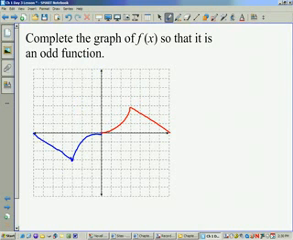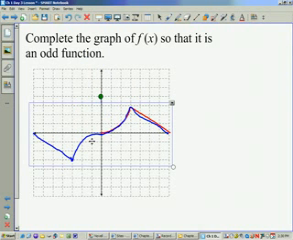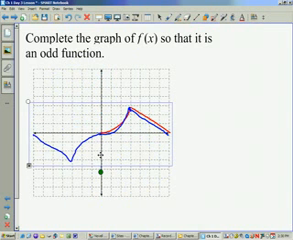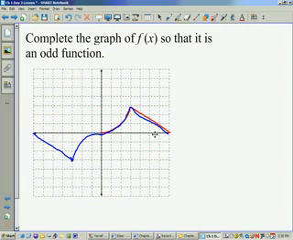Now if I was to finish this drawing, like so, hopefully I can take that, and if I rotate it 180 degrees, it will be the same thing. And you can do that with your paper. You can just take your notebook and rotate it 180 degrees and see if it looks like your original function.